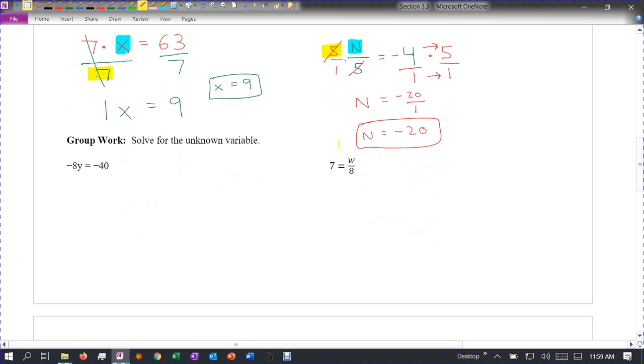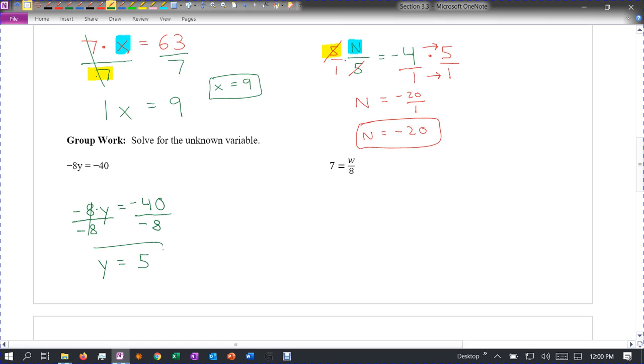Alright, so let's try these on your own. I'll work them out now. So here we have -8 times y equals -40, so we want to get rid of the -8 in front that's being multiplied, so we will divide by -8. We have to divide by negative because a negative over a negative is positive, and we're trying to get positive y. Whatever we do over there, we do over here, and that becomes a 1, so we just have y, and over here negative divided by negative is positive, so we get 5.